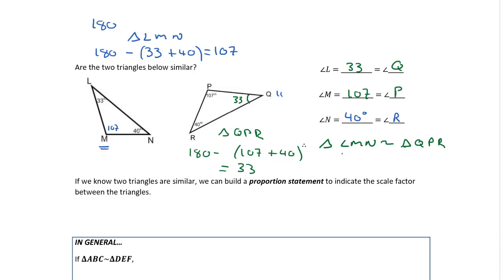The order in which we write down the letters for each of the triangles is important. The corresponding angles must line up. We have angle L and angle Q are corresponding, and they're both the first letters in the triangle notation. The middle letter, M, is corresponding to the angle P, and N is corresponding to R.